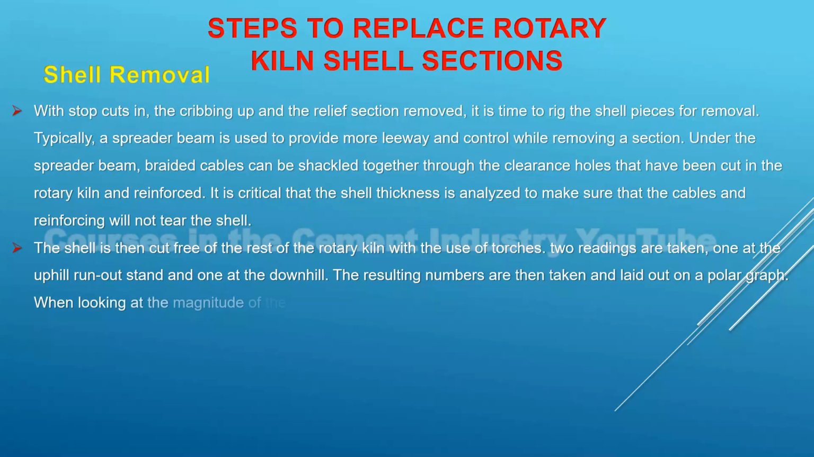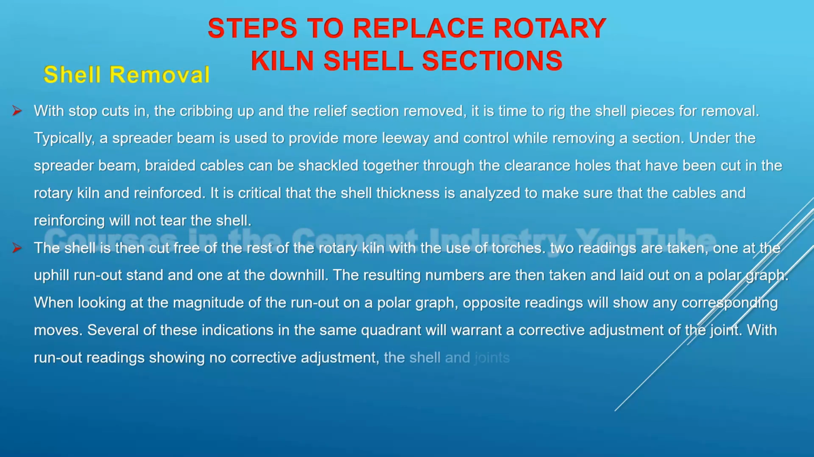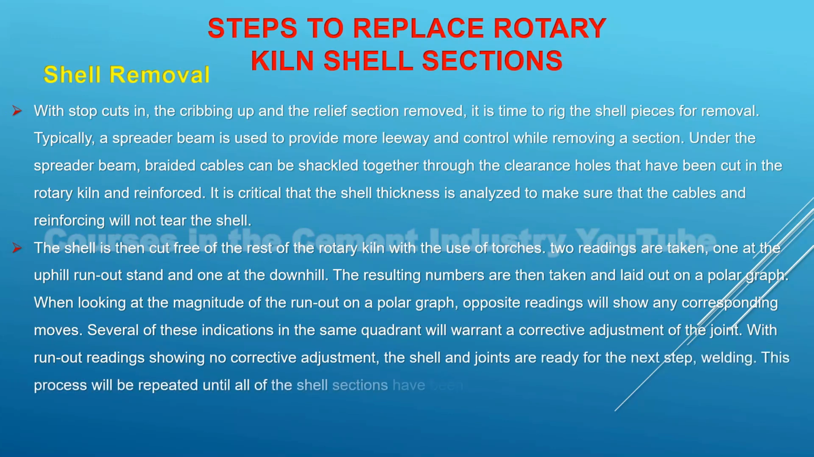When looking at the magnitude of the runout on a polar graph, opposite readings will show any corresponding moves. Several of these indications in the same quadrant will warrant a corrective adjustment of the joint. With runout readings showing no corrective adjustment, the shell and joints are ready for the next step, welding. This process will be repeated until all of the shell sections have been removed.